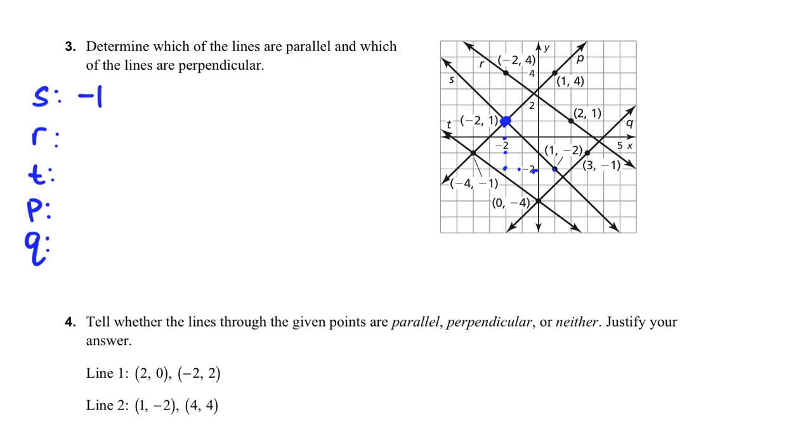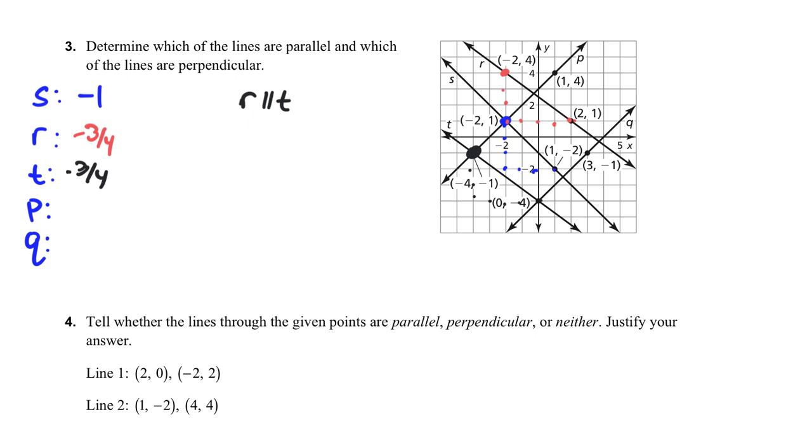If I look at line R, here's a point, and here's another point. So go down 1, 2, 3, and then over 1, 2, 3, 4. So that's -3/4. And let's look at line T. I have the point -4, -1. I can go down 1, 2, 3, and over 1, 2, 3, 4. So -3/4. So I already know right now that R is parallel to T because they have the same slope.